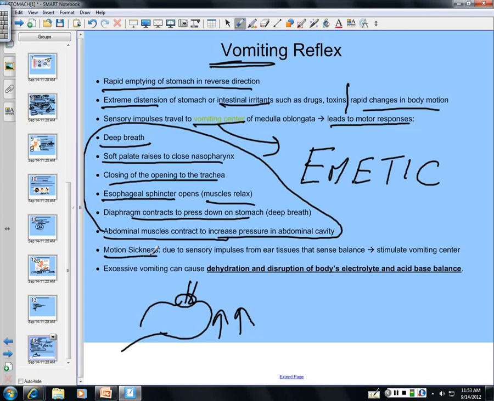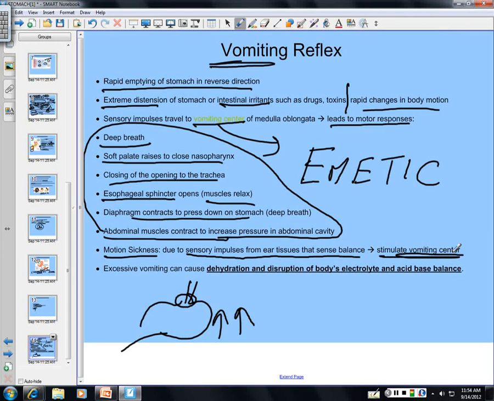Motion sickness: vomiting can also occur because of rapid changes in the body. Usually the sensory impulses are sent from the inner ear for balance, remember? And so when the positions of the body are changing because of motion, the message cannot be sent fast enough, and it results in vomiting.